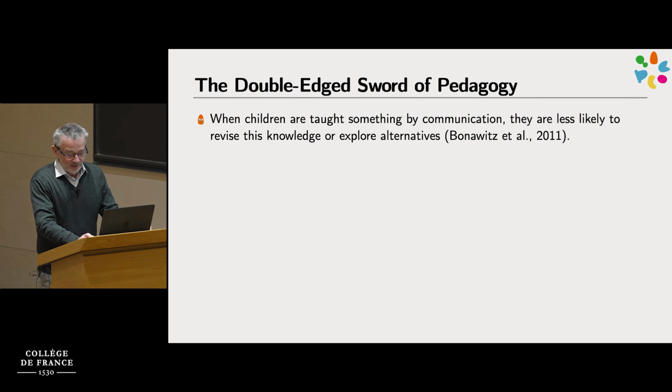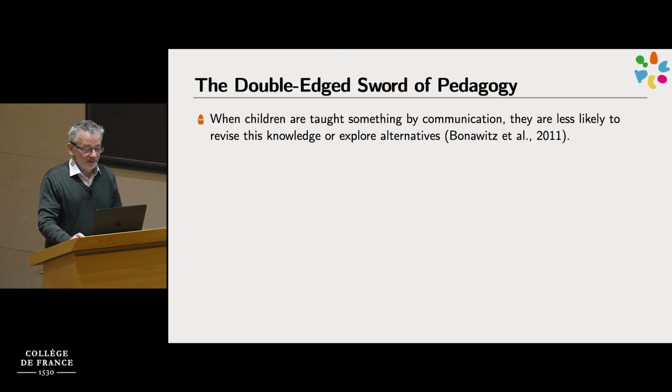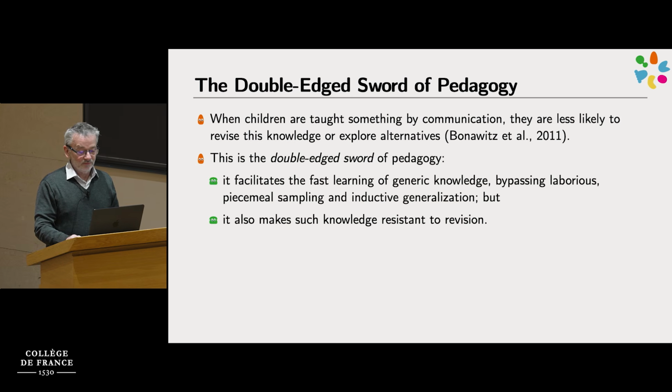Liz Bonawitz showed in a very nice study many years ago that when children are taught something by communication, they are less likely to revise this knowledge or explore alternatives. This is contrasted with situations when they learn something in a non-communicative way, just by observation. So this is what she called the double-edged sword of pedagogy.